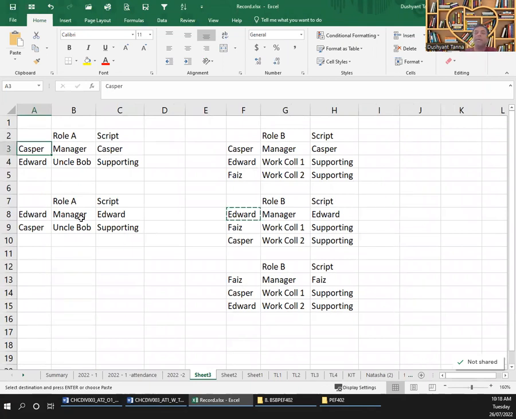Casper, one of the participants, will act in the first round of role play. He will write the script and perform the role play. Edward will act the role of Uncle Bob as a supporting character to help Casper finalize his role play. Then they will swap the role: Edward becomes the manager and Casper becomes Uncle Bob.